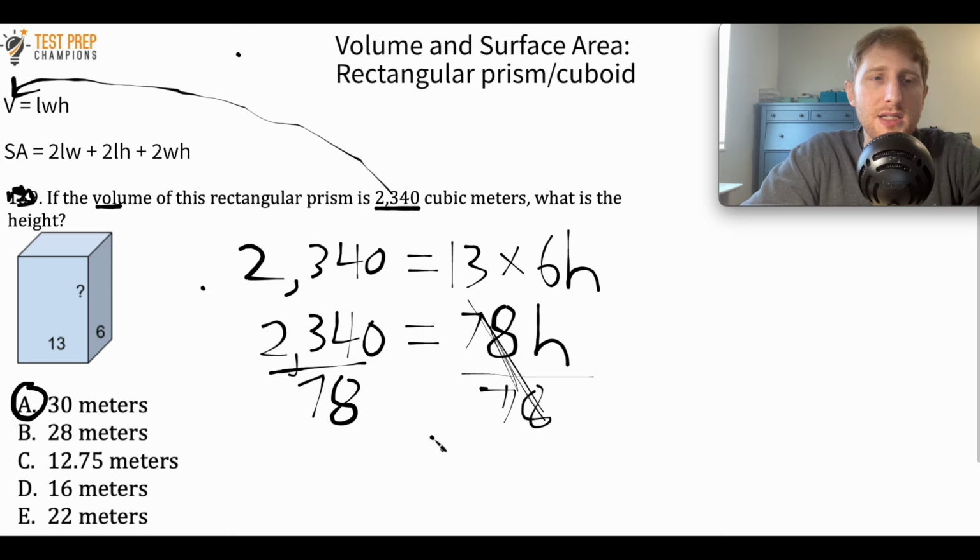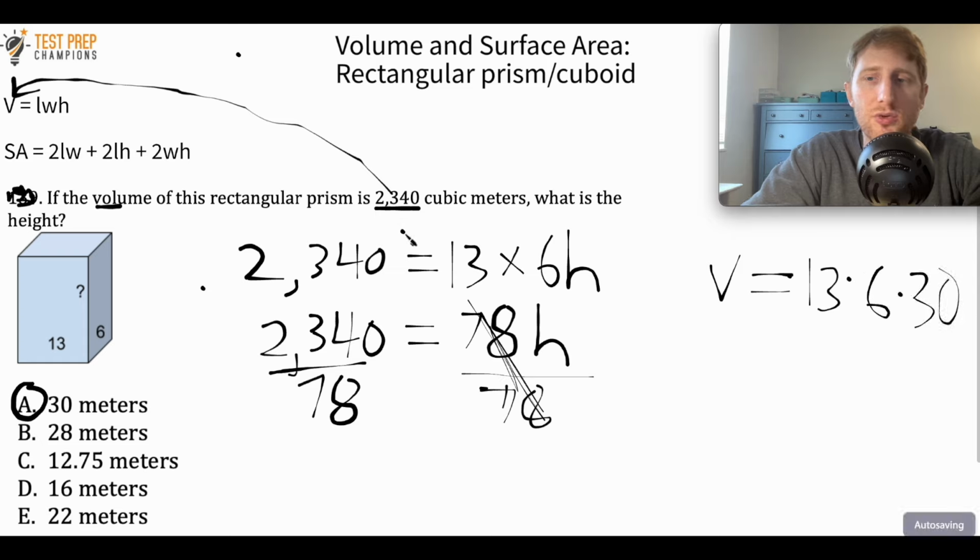And if you want to test if this is right, what you can do is you can come back up here and you can do volume equals length times width times height. So you could do volume equals 13 times 6 times 30, and you could plug that into your calculator, and it should give you 2,340.